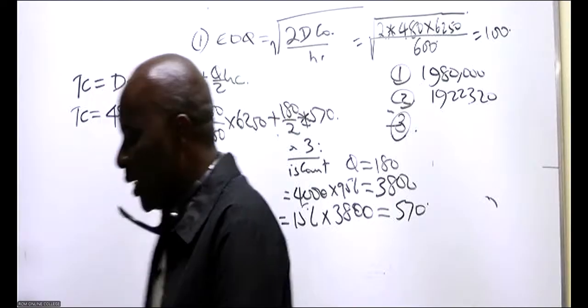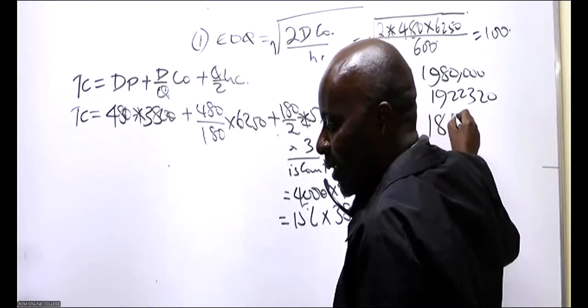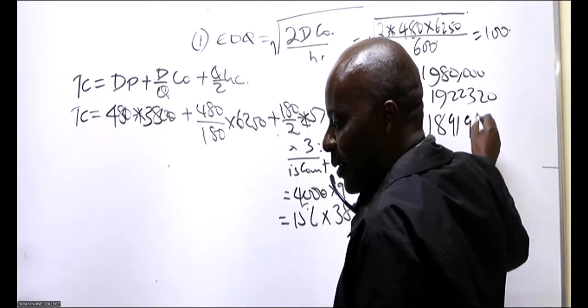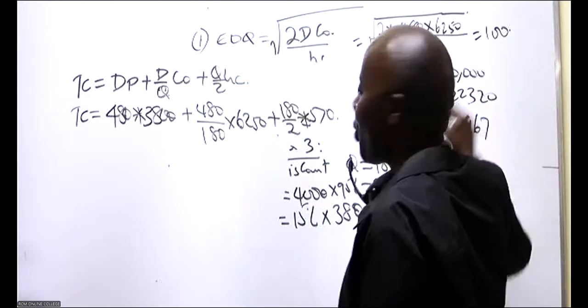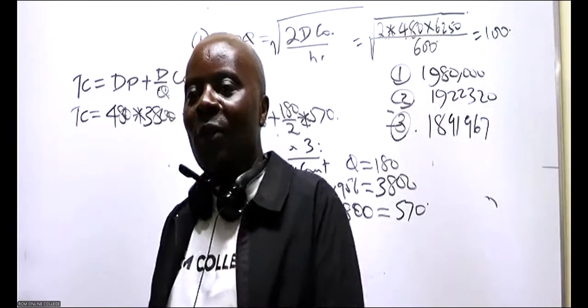So Justin is giving me what figure here? 1891, 67, like that. Of course, we are in this world to minimize costs. In this world, we are here to minimize costs.